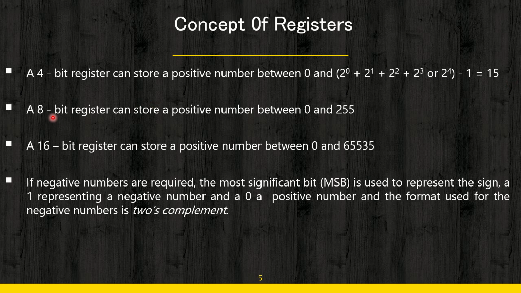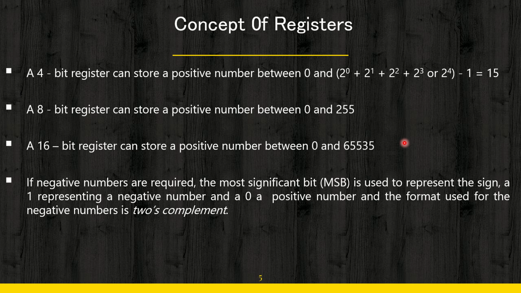Likewise, an 8-bit register can store a positive number between 0 to 255, and if it is a 16-bit register, then it can store a positive number between 0 to 65,535, because 2 to the power 16 is equal to 65,536. Now you see that your application may require that you need to store negative numbers in the register.